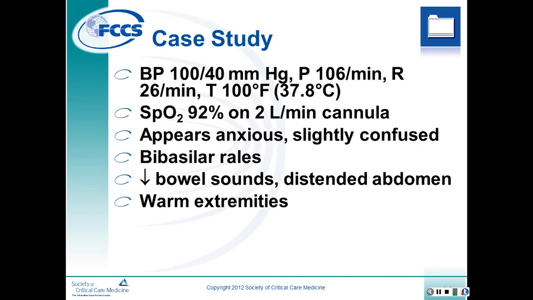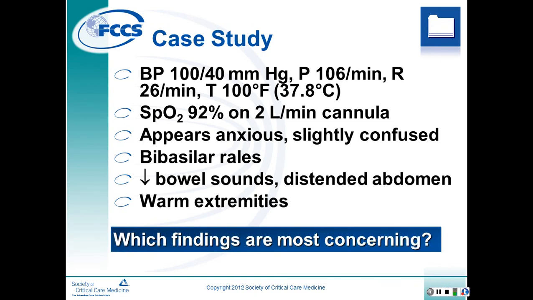Okay, so here's the update on our person. Now we've pretty much made it almost through our primary survey. Again, all this that I've talked about here for the last 15 minutes is happening within the first 2 or 3 minutes when you approach this person. So now we have a blood pressure of 100/40. They're tachycardic, they're tachypneic, they're febrile, their oxygen saturations are low, already on supplemental oxygen. They look anxious, confused. You auscultate rales. Their bowel sounds are discrete with a distended abdomen. Their extremities are warm. So they ask you which findings are most concerning.